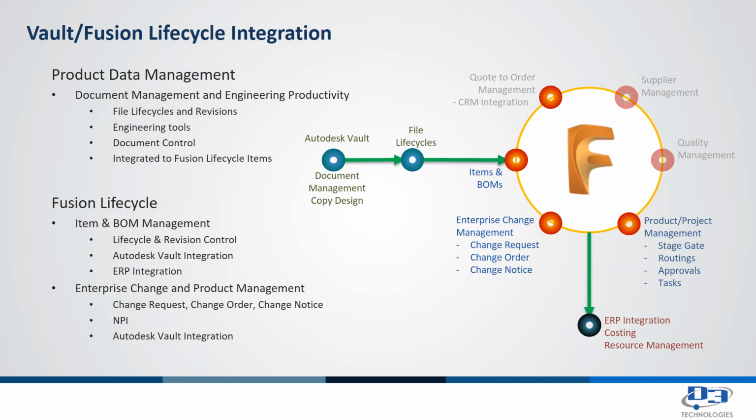Typically where Fusion Lifecycle comes in is to actually provide that item and BOM information to the rest of the organization in a controlled environment. It also does a very good job of managing change orders, change requests, and making sure that the approvals and routings of those are happening throughout the organization. So those are the two areas that we just talked about.